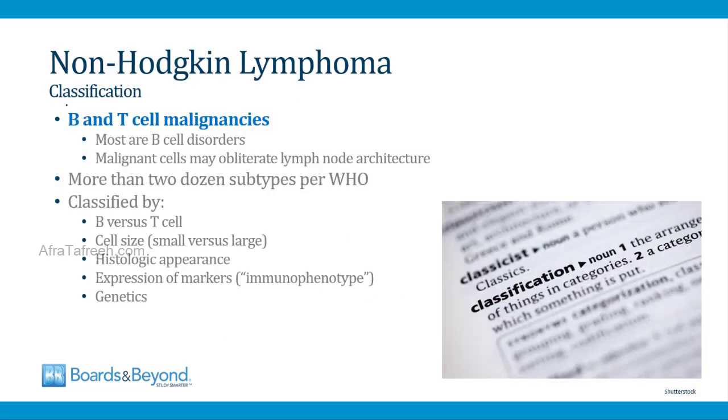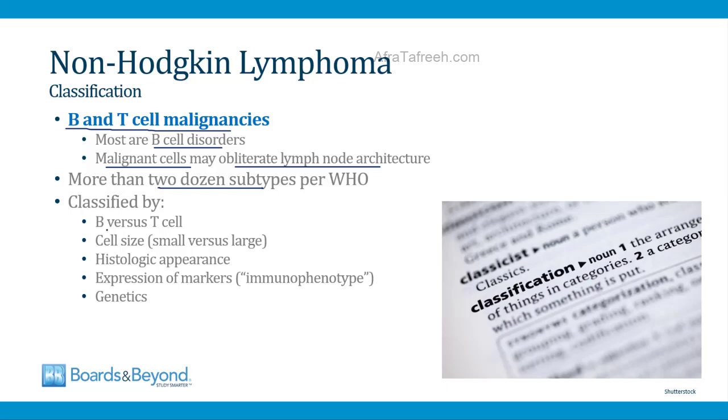In terms of classification, non-Hodgkin lymphomas are B and T cell malignancies. Most of them are B cell disorders, but there are some T cell lymphomas as well that we'll talk about in this video. In most cases, the malignant cells grow in the lymph node and completely obliterate the lymph node architecture and take over the lymph node, and this is what causes the enlarged lymph nodes that are part of lymphoma.